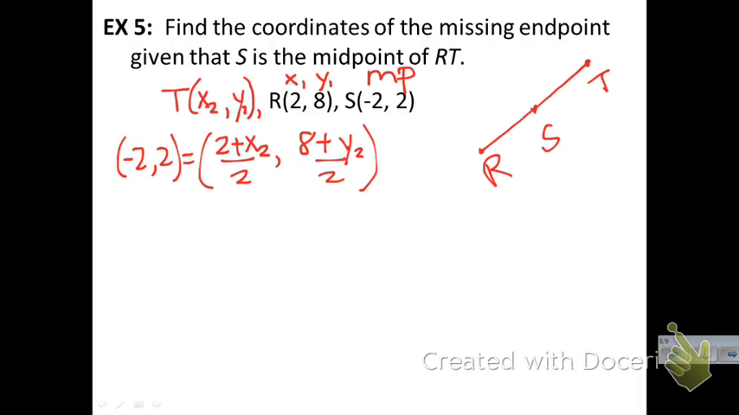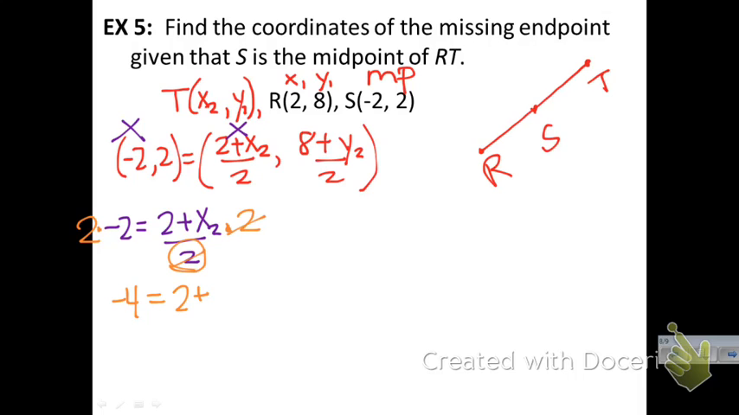And then from here, because this is an x value and this represents an x value, we're going to set them equal. So -2 equals 2 plus x sub 2 divided by 2. And then we'll solve that. To solve that, we're going to get rid of this 2 by multiplying by 2. -2 times 2 will give us -4, and these two will divide out. Trying to finish this, we will subtract 2 from both sides, and we get -6 equals x sub 2.